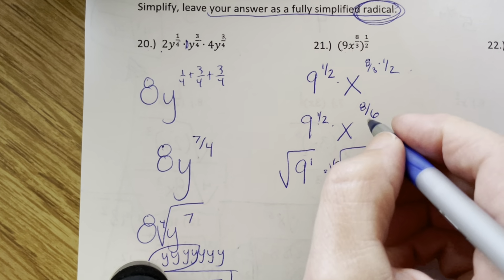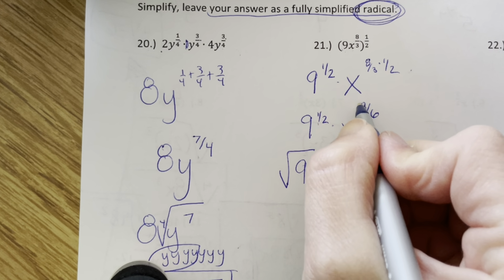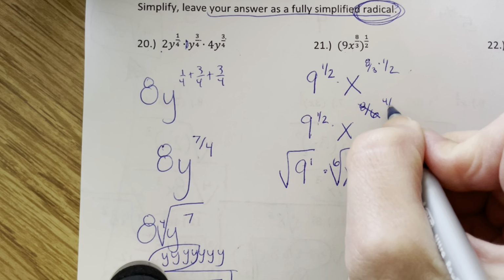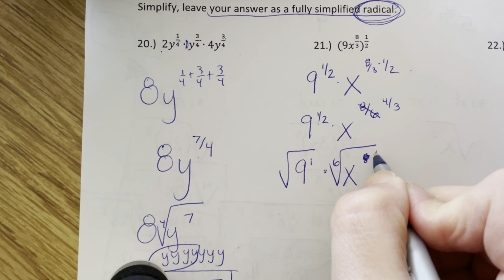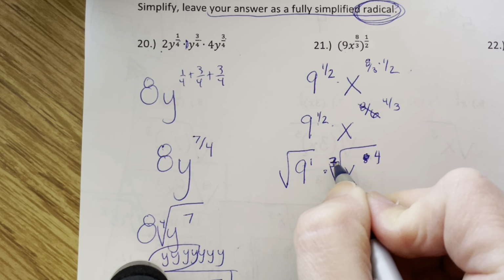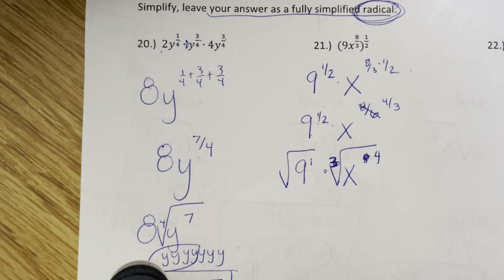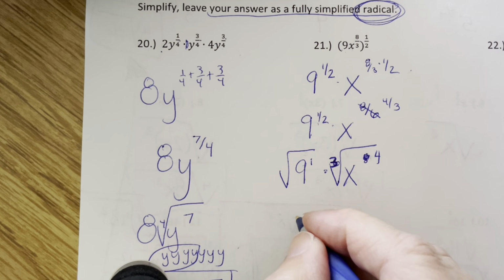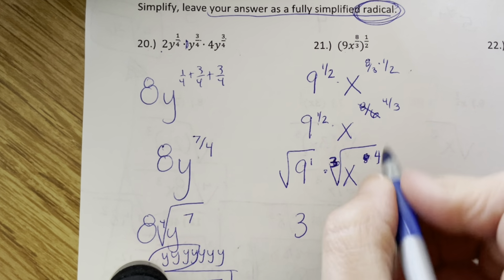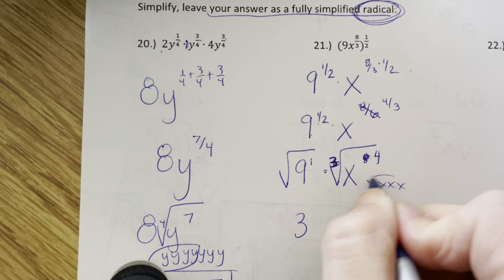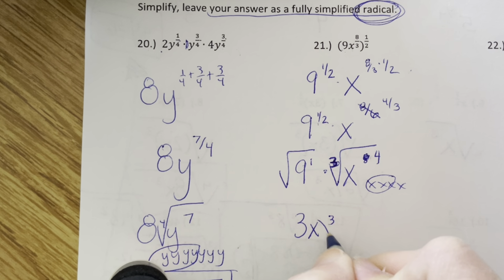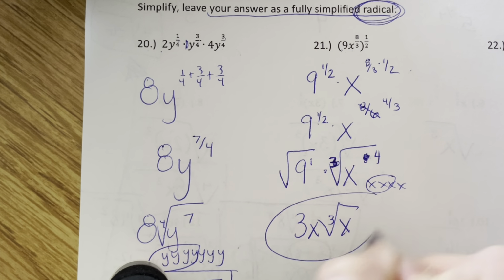Actually, before I do that, let me reduce this power. 8/6 is the same as 4/3. Let me do it that way. So this is x to the 4th cube rooted. We want that to be reduced if possible. Square root of 9 is 3. And this can be reduced. I've got 4 x's. So groupings of 3 can come out, and the one singular x stays in.